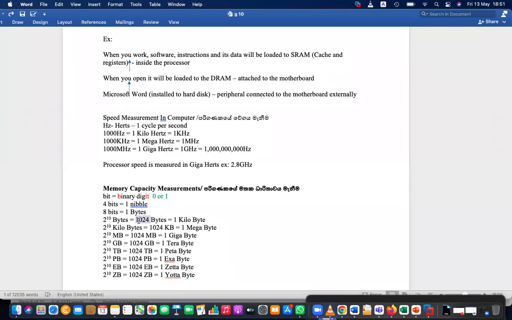It is approximately 1000, but here it's taken as 2 to the power 10, 1024, which is 1 KB. 1024 KB is 1 MB, 1 megabyte. Then gigabyte, terabyte, petabyte, exabyte, zettabyte, yottabyte, likewise, it moves up.